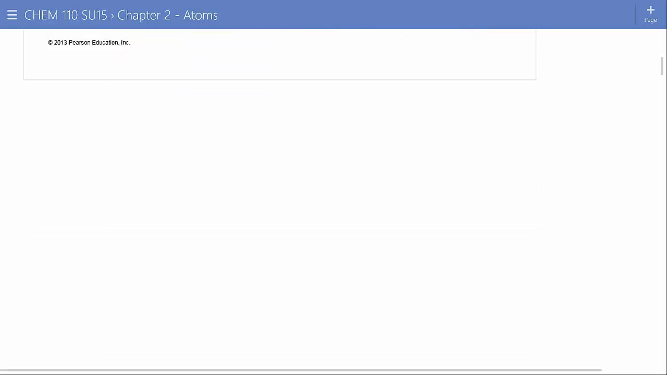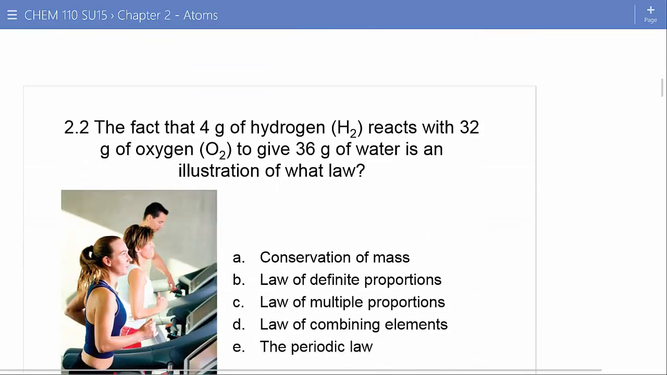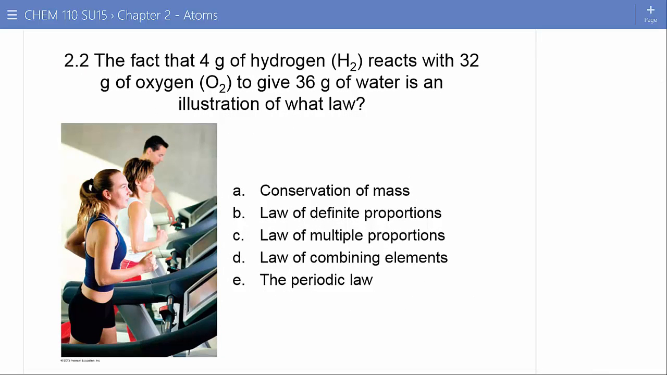All right. The fact that 4 grams of hydrogen reacts with 32 grams of oxygen to give 36 grams of water is an illustration of what law? Yeah, exactly. So if we're putting in 4 grams, reacting it with 32 grams of something else, you add them together, you're going to get 36 grams. It's saying that we can't create or destroy mass in this reaction.